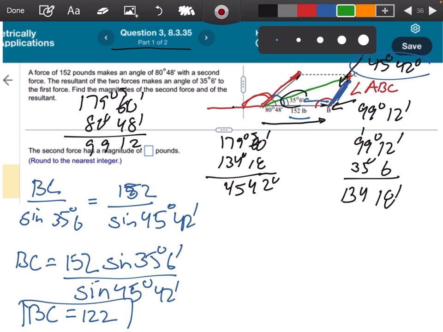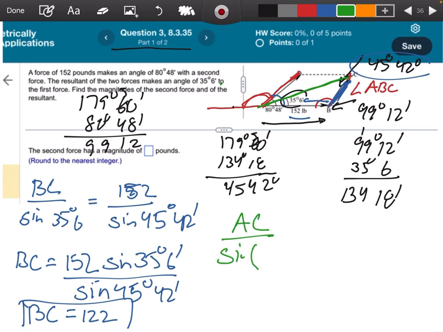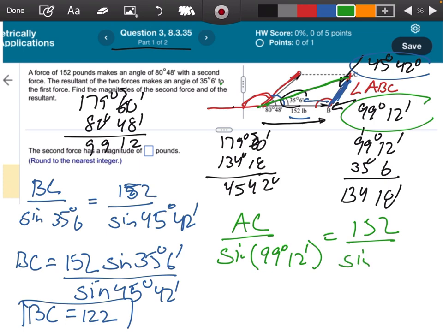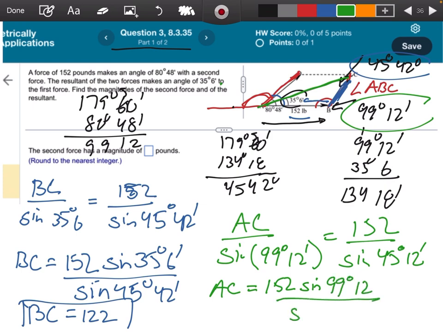Now we're going to see if we can find the measure of side AC. So AC divided by the sine of that angle, which we came up to be 99 degrees 12 minutes, should be equal to, again, 152 divided by the sine of 45 degrees 42 minutes, right? So my side AC should be 152 sine of 99 degrees 12 minutes divided by sine of 45 degrees 42 minutes again. Okay.